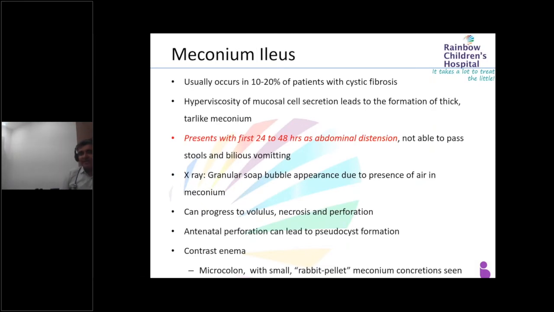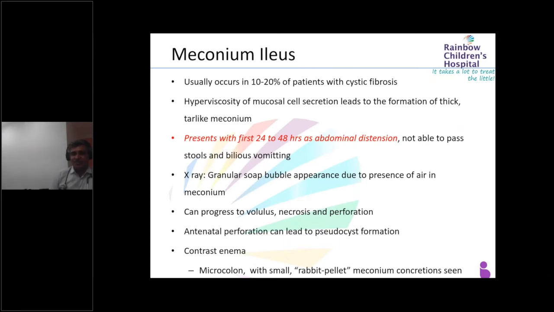Meconium ileus is usually associated with cystic fibrosis, where there is hyperviscosity of the mucosal cell secretions, which leads to the formation of tar-like meconium that is very thick. It leads to obstruction of the small intestine. It presents in the first 24 to 48 hours after birth with abdominal distension, the baby is not able to pass stools, and there is bilious vomiting.